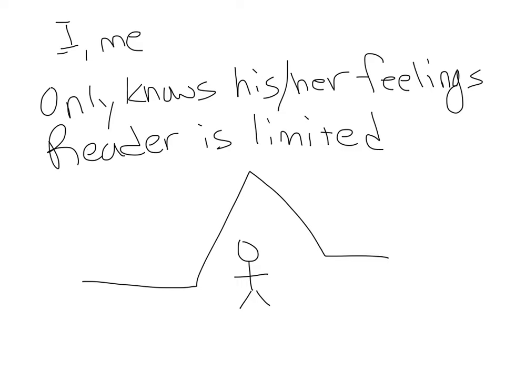The next thing that you have to think about is that the first-person narrator only knows his or her own personal feelings. We can't see inside the heads of other people, and so this narrator, since they're a character in the story, really doesn't know what's going on inside the heads of other characters, only themselves. So that means that you, the reader, are limited by what the narrator knows. If something happens in the plot of the story and the narrator is not there, you, the reader, are limited by what the narrator knows. You can't know everything in a story with a first-person narrator.